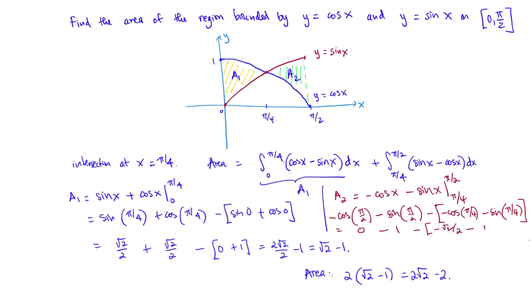Simplifying this, we have 0 plus 1 minus the quantity negative root 2 over 2 plus root 2 over 2, which is negative 1 plus 2 root 2 over 2, or the square root of 2 minus 1, which is the exact area as the first integral.